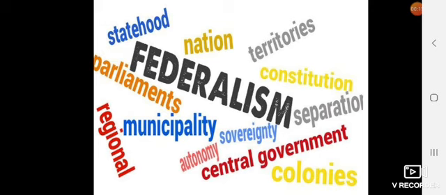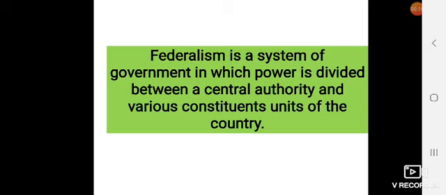First, we should know what is federalism. So here you can see in this slide, federalism is a system of government in which power is divided between a central authority and various constituent units of the country. That means federalism is a system where the power is divided between the center level of government and the state level of the government. We can take the example of India.